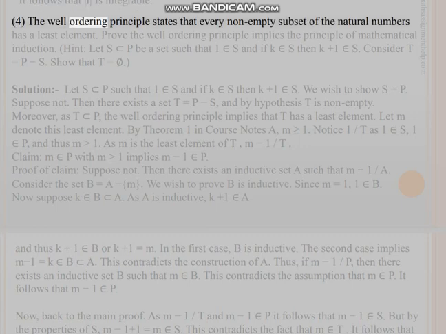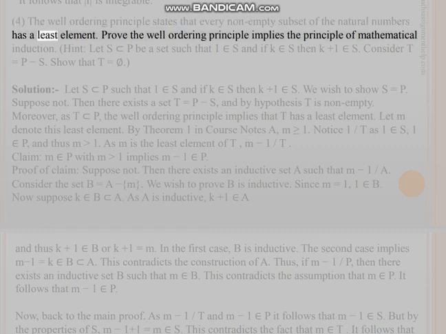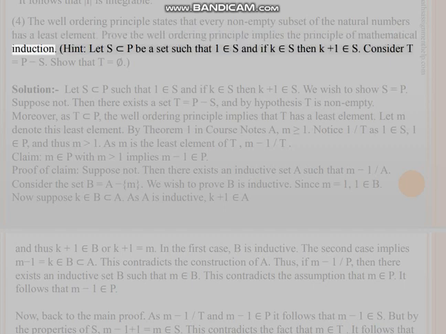4. The well-ordering principle states that every non-empty subset of the natural numbers has a least element. Prove the well-ordering principle implies the principle of mathematical induction. Hint: let S be a subset of P be a set such that 1 is an element of S, and if K is an element of S, then K plus 1 is an element of S. Consider T equals P minus S. Show that T equals the empty set.